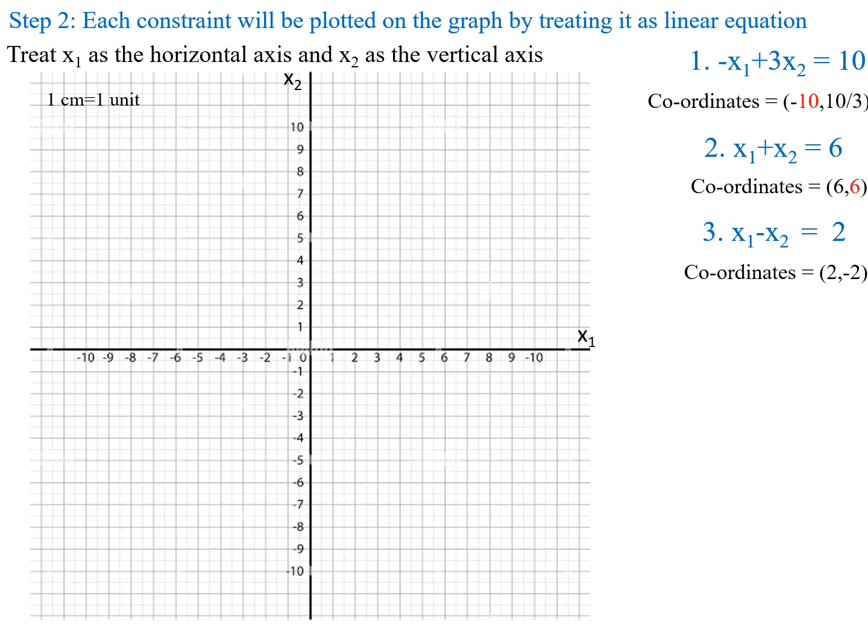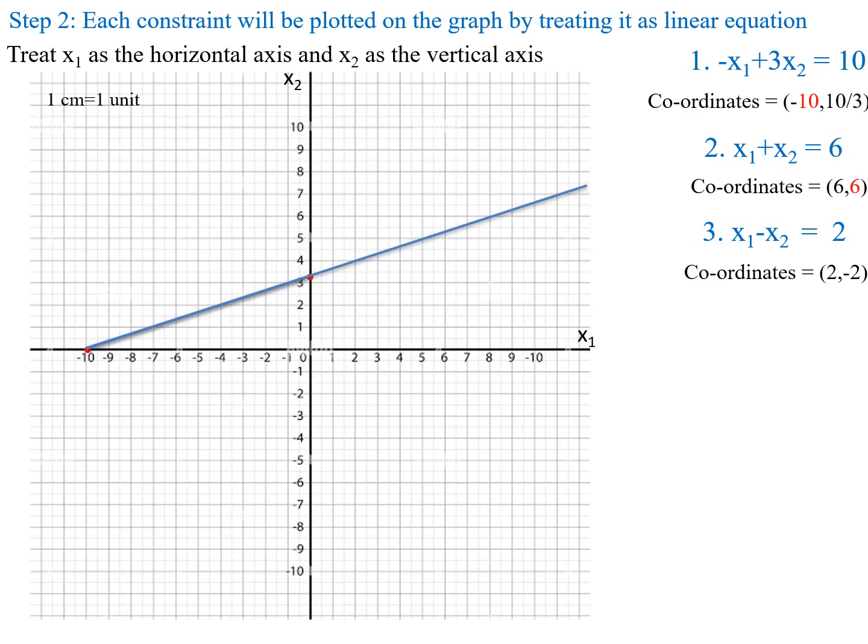So first we have to mark the coordinates for the first constraint equation, that is minus 10 comma 10 by 3. So mark minus 10 on the x1 axis and 10 by 3, that is 3.33, on the x2 axis. And joining these 2 points, we will get the line for the first constraint equation. And we have to extend this line at the positive side. Why we have to extend this line? Because x1 and x2 are greater than or equal to 0.